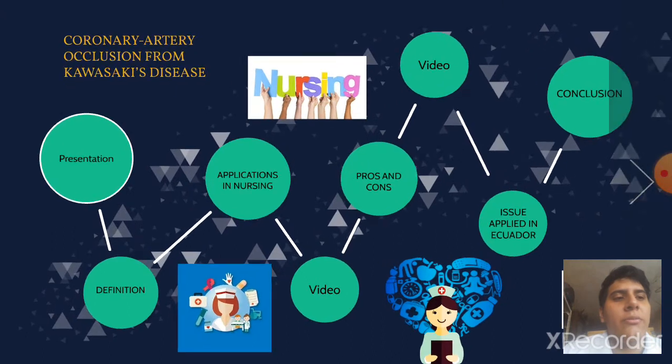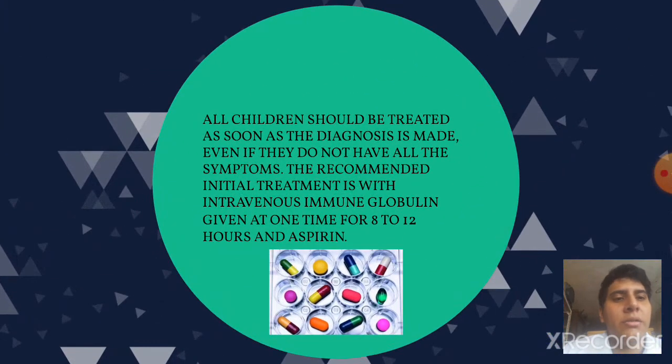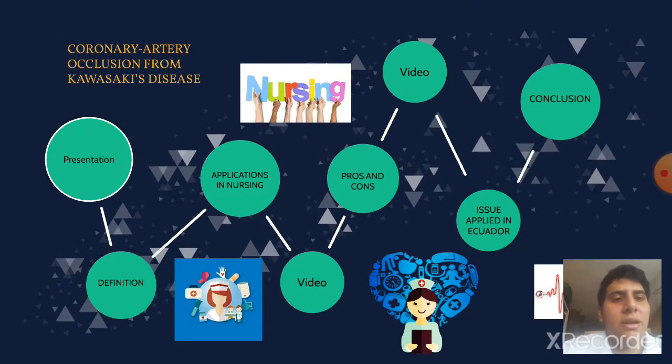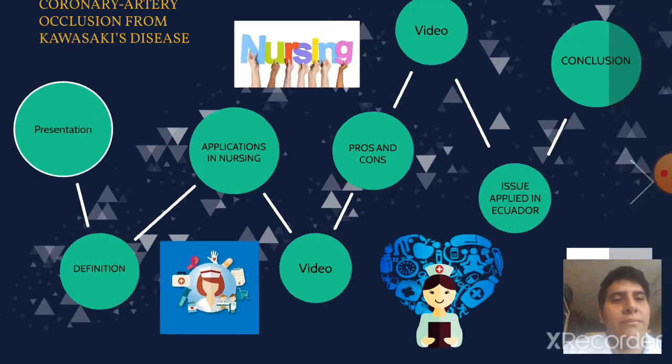Application in nursing. All children should be treated as soon as the diagnosis is made, even if they don't have all the symptoms. The recommended initial treatment is with intravenous immunoglobulin given over 8 to 12 hours, and aspirin. Next, we will see a video.